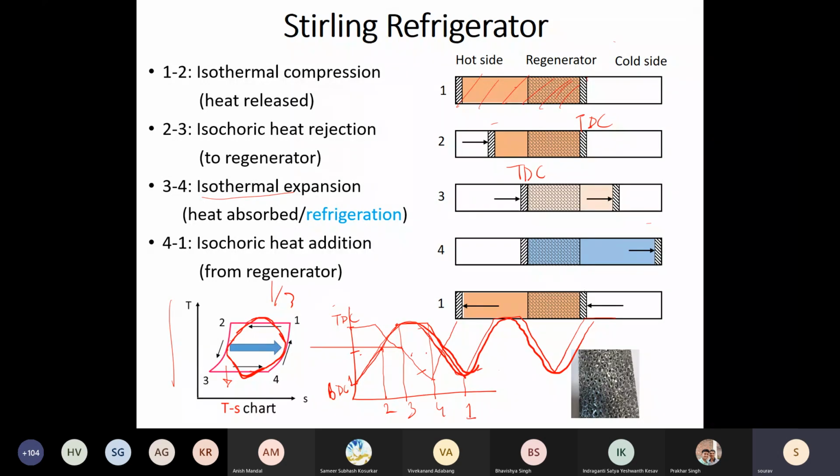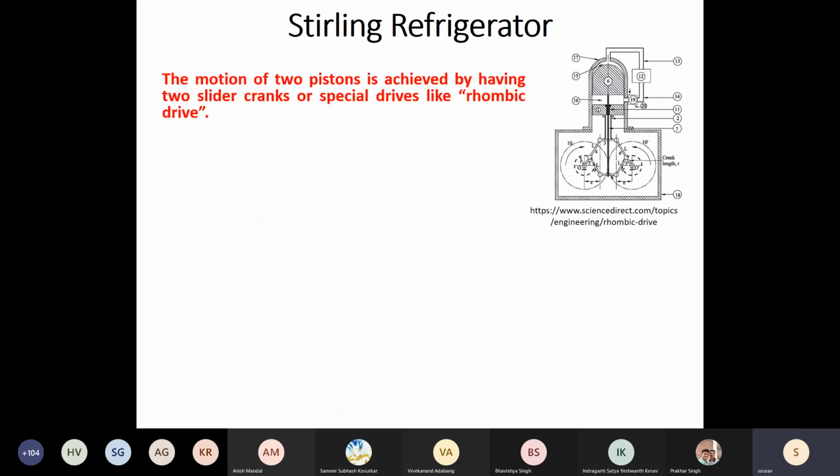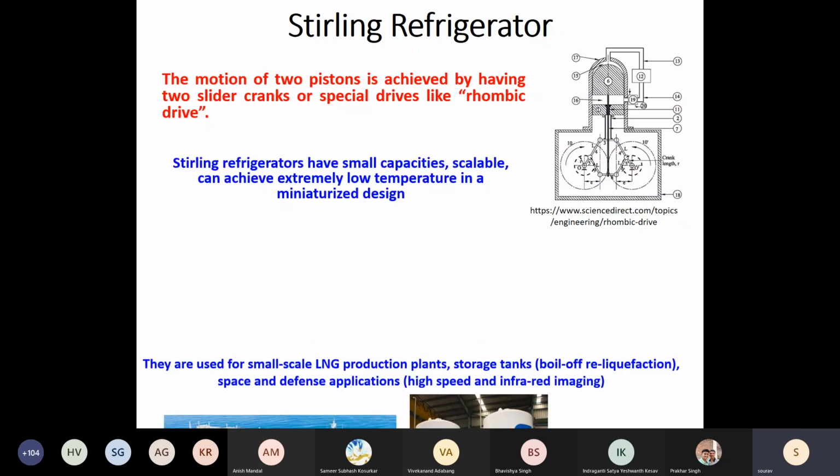You can control the RPS. You can have multiple such cylinders to give you more capacities. So let's say you have one cylinder which generates 100 watts of cooling. You place 10 such cylinders and you will get 1 kilowatt. Straight away scalable. And they are very compact. I'll show you the photograph here. So this is around 6 inch.